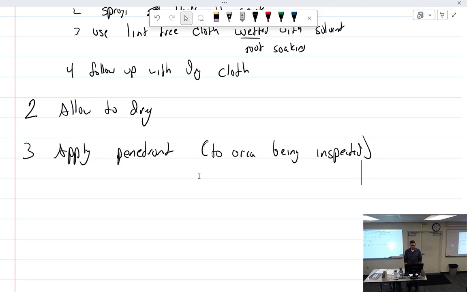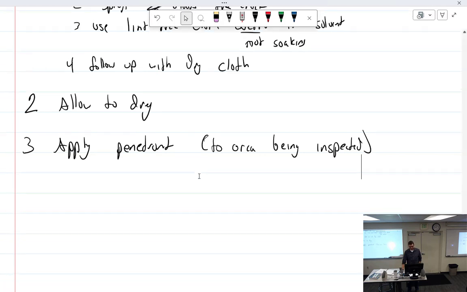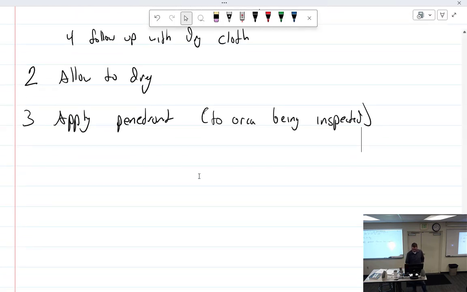Just apply the penetrant to the area being inspected. Because remember, it's method C. You've got to wipe it off. You can't wash it off.